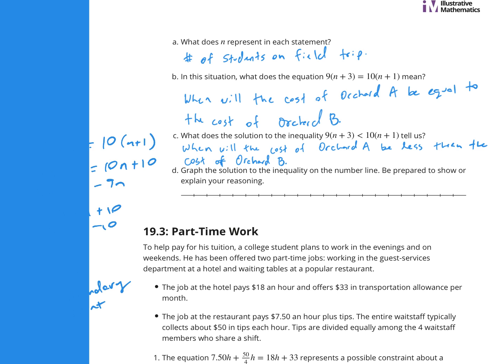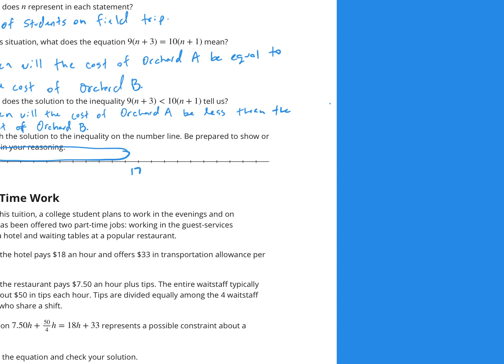The next thing I need to do, though, is figure out which side my solution set is going to go. And to do that, I'm just going to choose a number on either side and plug it in. So I typically go with 0 because 0 is a pretty easy number to test. And I am testing this side because 0 falls to the left of 17. So let's plug 0 in and see what happens.